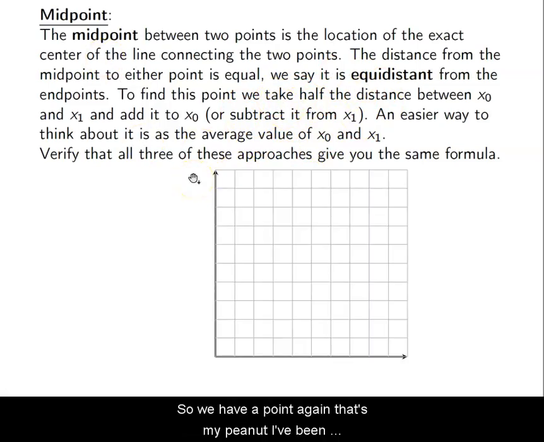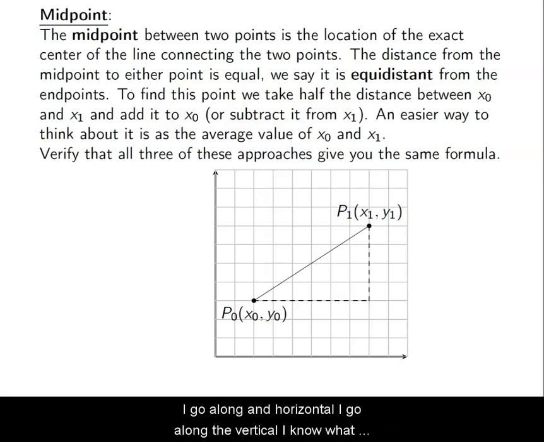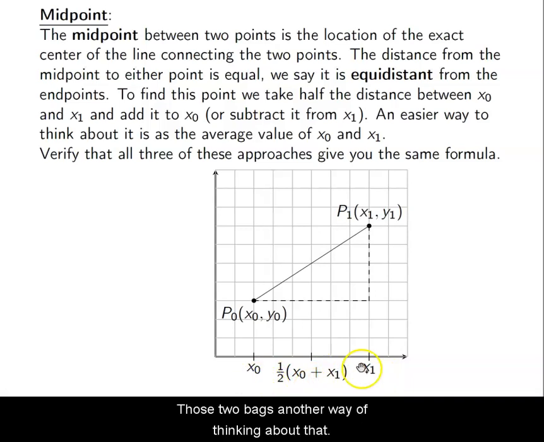Okay, so we have a point. Again, that's my P0. I have a second point arbitrarily placed in space. It is P1 given by x1, y1. I connect them with the line. I go along the horizontal. I go along the vertical. I know what those distances are. Halfway between x0 and x1 is the average of those two values.